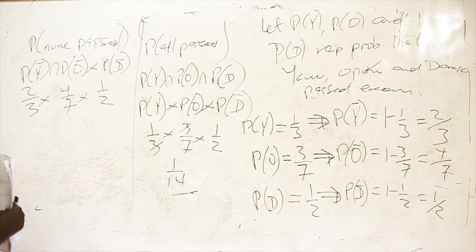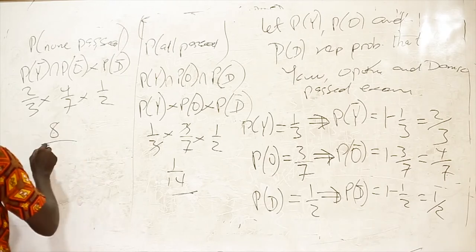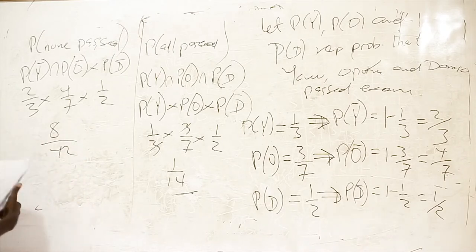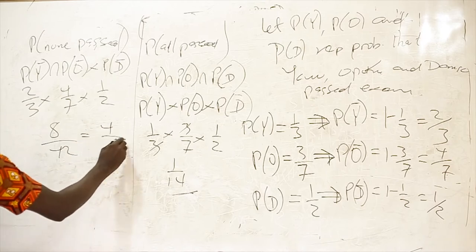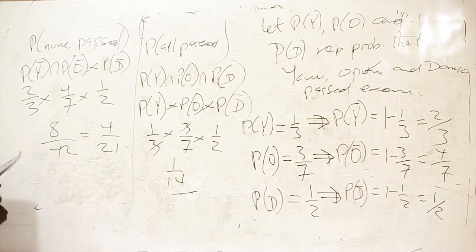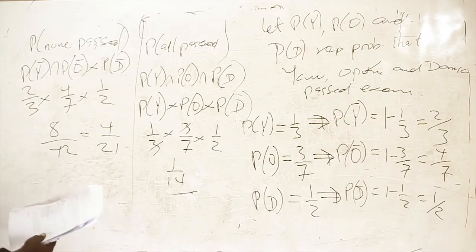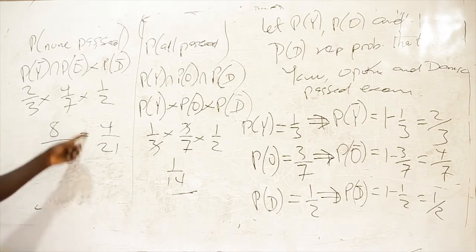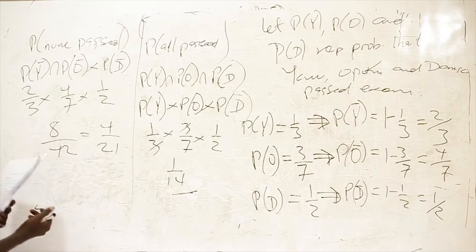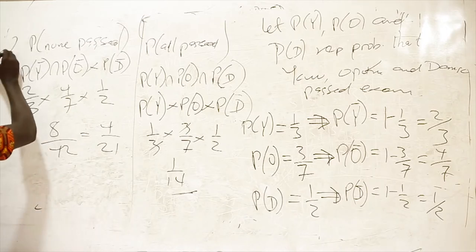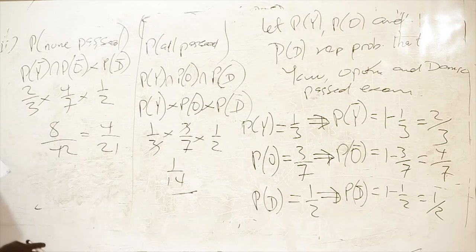When you work it out, let me show you a trick here. Sometimes, if you think you get confused, just multiply this by this on your calculator. You are going to get 8 over 42. The moment you click 8 over 42 and then click equal to, the calculator will reduce it to the lowest term for you. It will be 4 over 21. If you think the cancellation will confuse you, just multiply this by this and write the answer, 8. Multiply this by this and write the answer. The moment you click equal to, the calculator will reduce it to the lowest term for you. That's all. I hope you've got the point. So this is the P(non-pass).